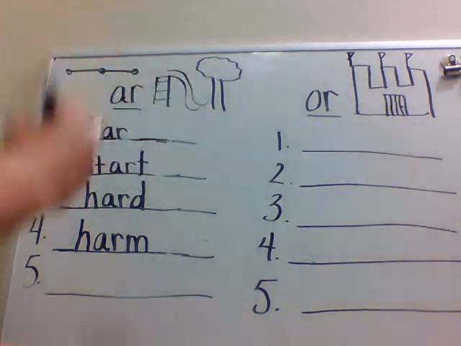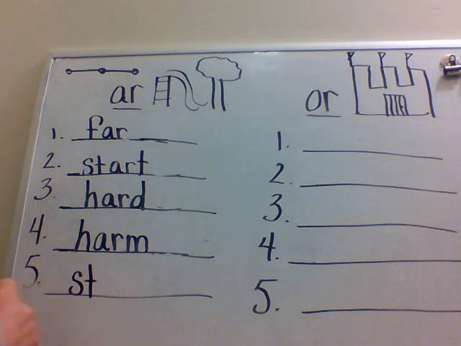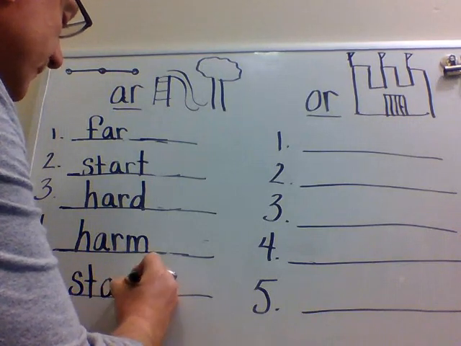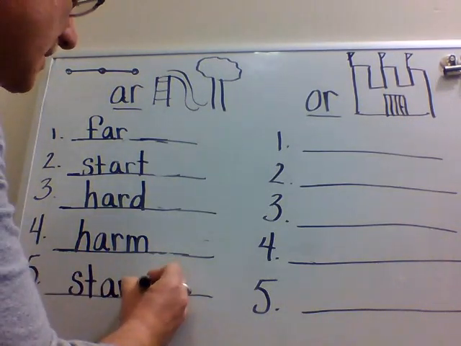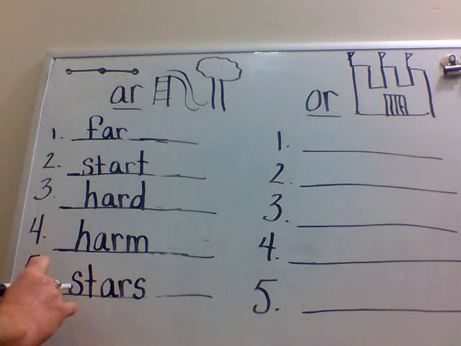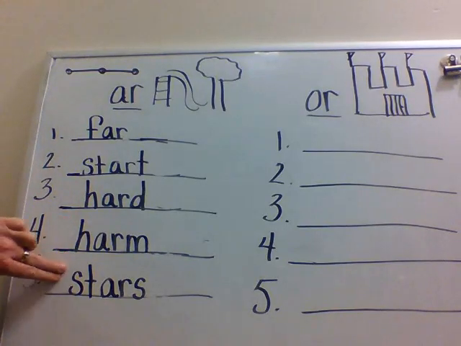Okay, if you put ST, kudos. That's a blend. Those two together say st. If you put AR for R, kudos. And if you put an S for S at the end, kudos. Put it back together again. What is the word? Stars. Like the stars were out at night. Let's read all of our words now. Far, start, hard, harm, and stars.